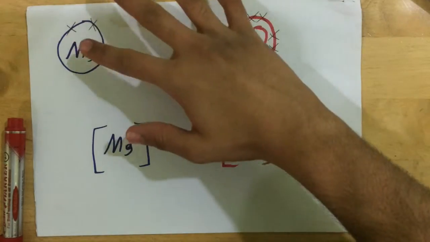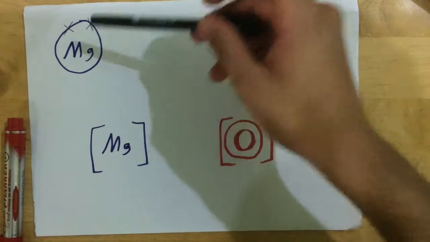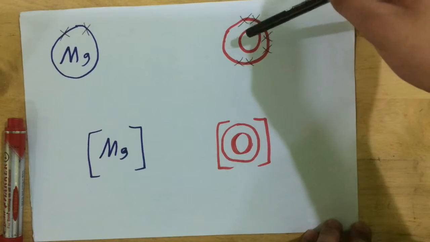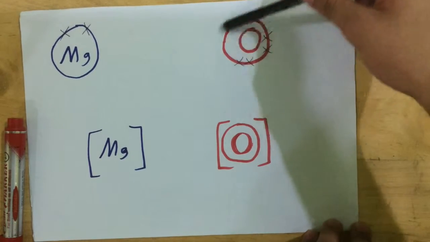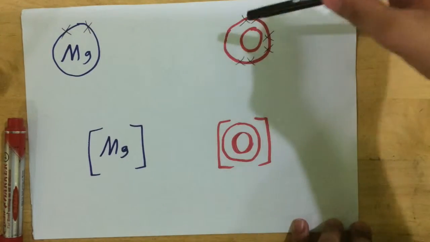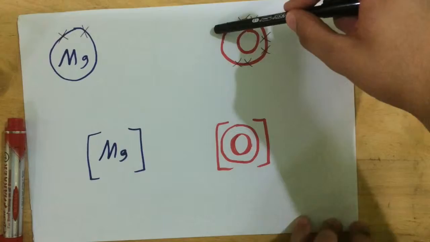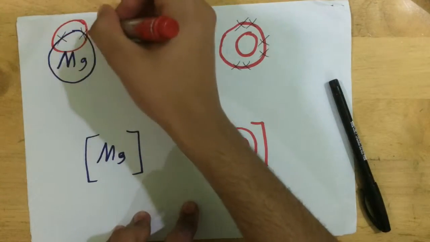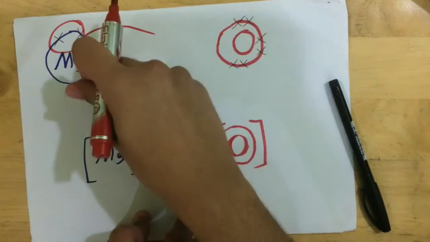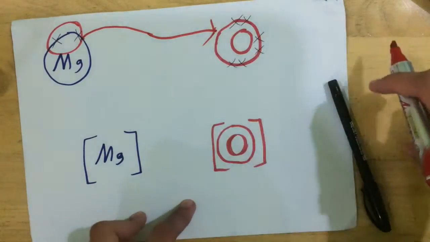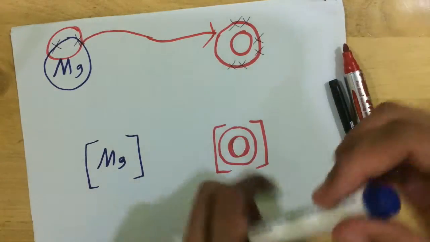Here we have magnesium, which has 2 electrons in the outer shell, and we have oxygen. This is not an energy level, it's just an O representing oxygen, which has 6 electrons in the outer shell. Magnesium needs to lose 2, oxygen needs to gain 2. So obviously, these 2 electrons will be lost by the magnesium, giving it a full outer shell, and gained by the oxygen, giving it a full outer shell.